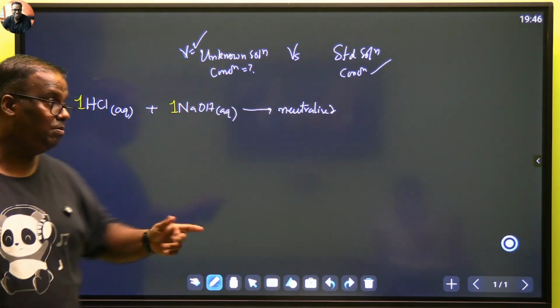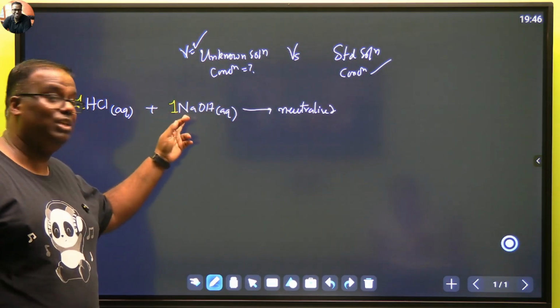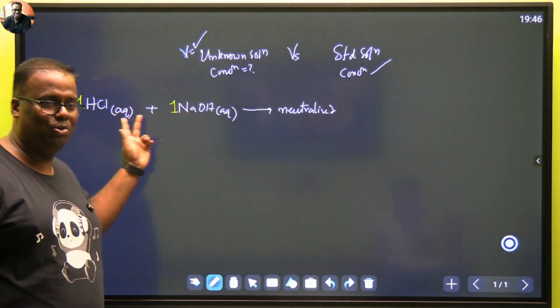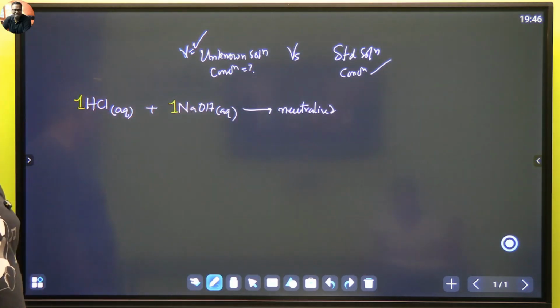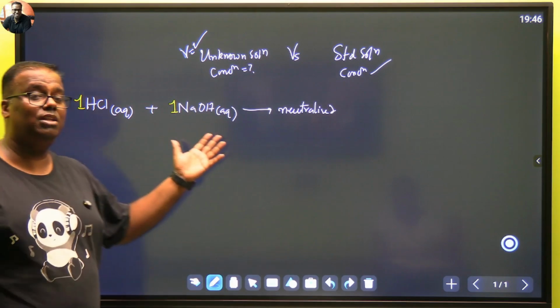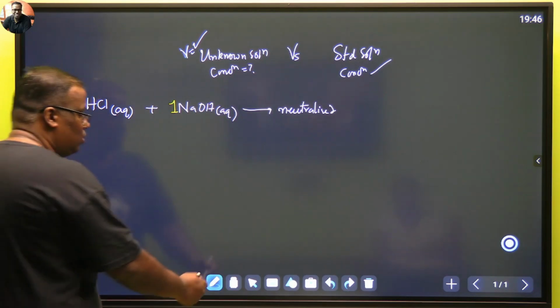In another problem, they might give you H2SO4. If it is H2SO4, you will need 2 moles because there will be 2 hydrogens. Okay, so let's understand this. 1 mole neutralizes 1 mole. But this is when the solution has a concentration of 1 molar. But the world is not so good.